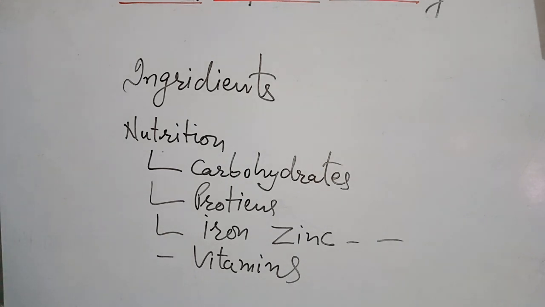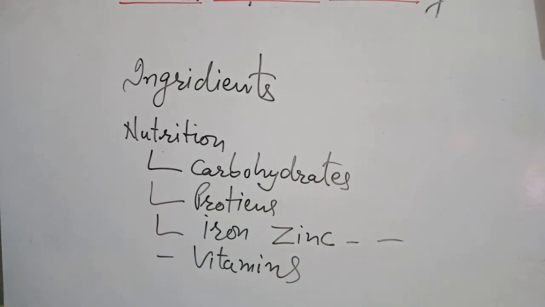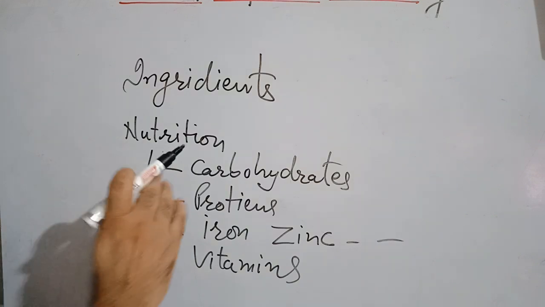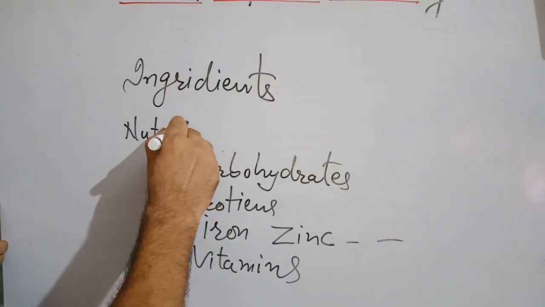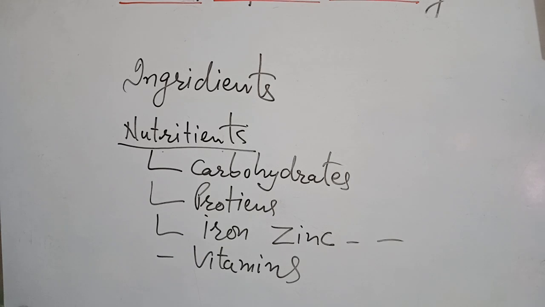Next is ingredients. Ingredients means the material that is added in the making of food. For example, in India we have a dish called kheer, and the ingredients are milk, rice, sugar, and dry fruits. The word nutrition is repeated again. Earlier I discussed it in the health topic. Now in food, nutrition means carbohydrates, proteins, iron, zinc, vitamins. So they are all together known as nutrients. Sorry, not nutrition, it's nutrients. Nutrients. Yes, this is better.